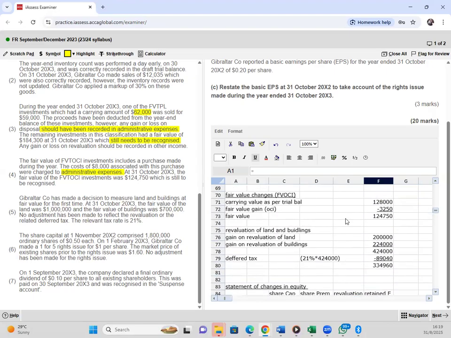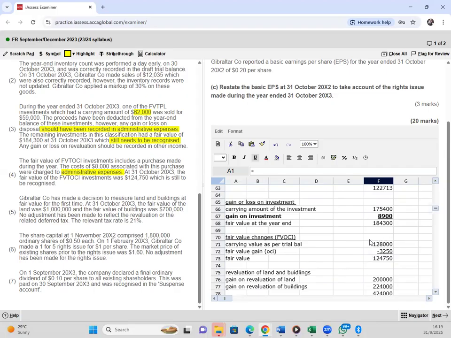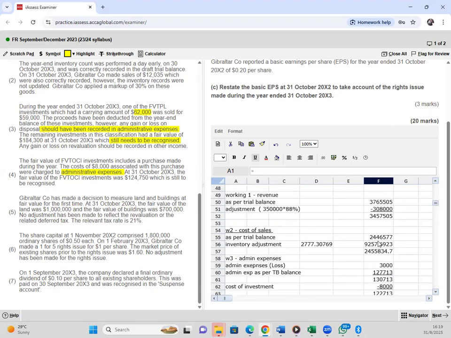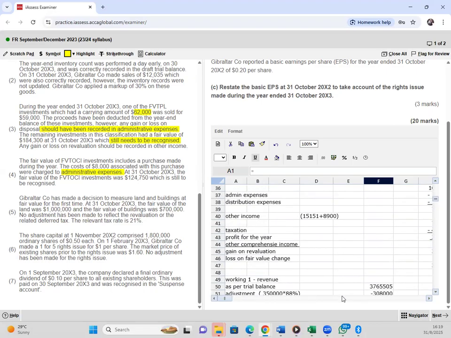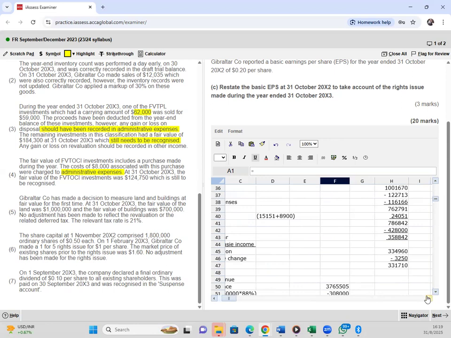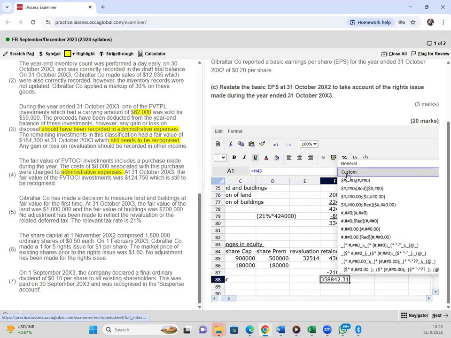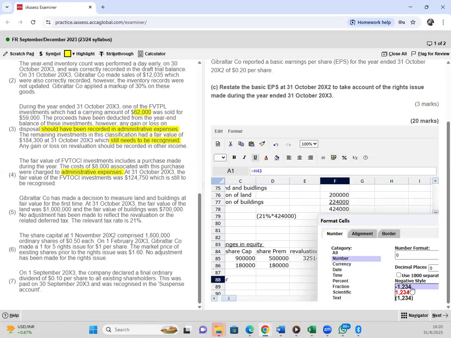Which one are we taking? We're not taking the profit after the changes in equity, but we want the profit before. So the profit we are taking is this one. Okay, so let's move.